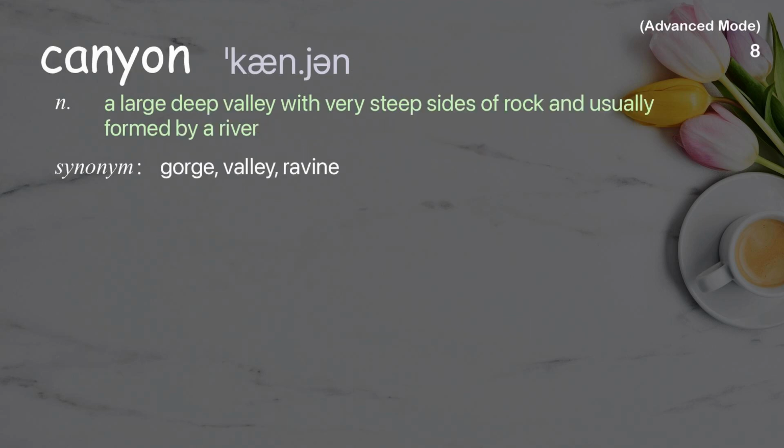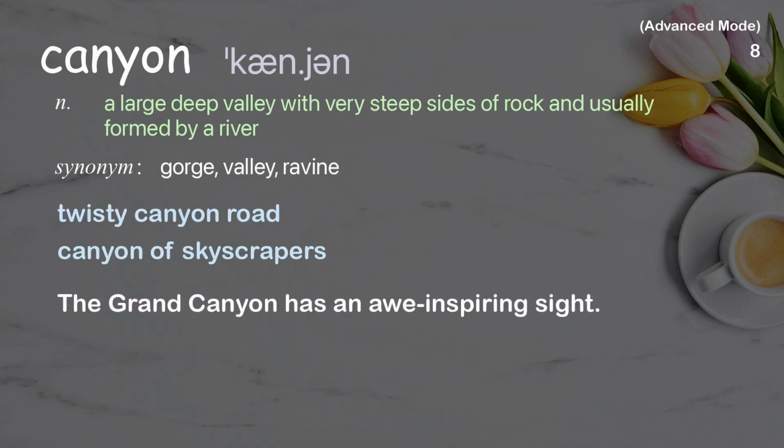Canyon. A large deep valley with very steep sides of rock, usually formed by a river. Examples: Twisty canyon road. Canyon of skyscrapers. The Grand Canyon is an awe-inspiring sight.